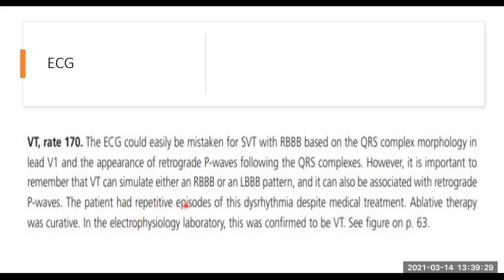The patient had repetitive episodes of dysrhythmia despite medical treatment. Ablative therapy was curative. Now, ablative therapy for us in our situation most of the time is not an immediate treatment. What do we do? I mean, we can't treat this patient with ablation. This patient needs to go to electrophysiology, which is now only available at Albert Luthuli and I think at Gray's if you're in KZN. So they're not easy things to sort out.